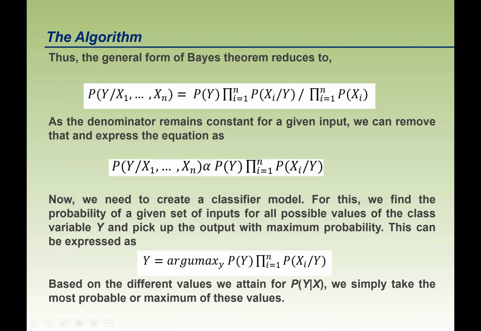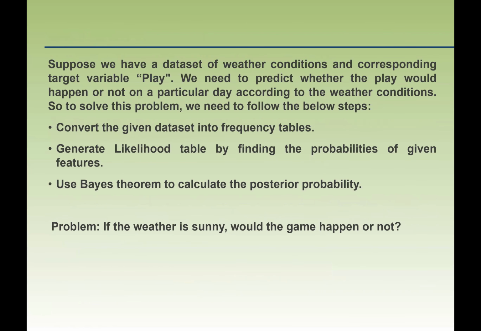So let us go to an actual illustration of this method. From a very commonplace example, suppose that we have a data set of weather conditions and corresponding target variable play. We need to predict whether the play would happen or not on a particular day according to the weather conditions. So to solve this problem, we need to follow the below steps.